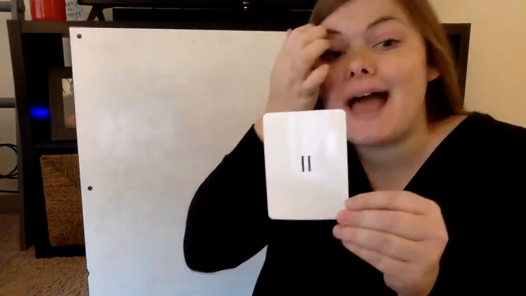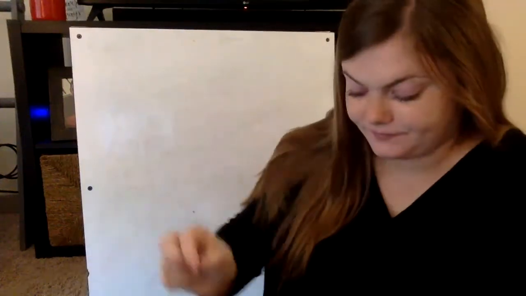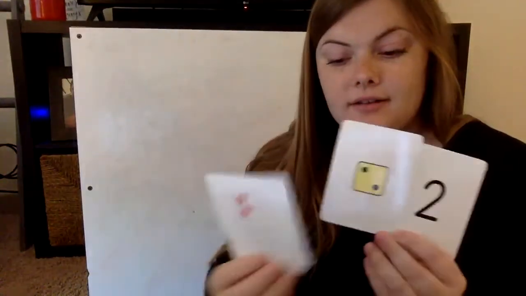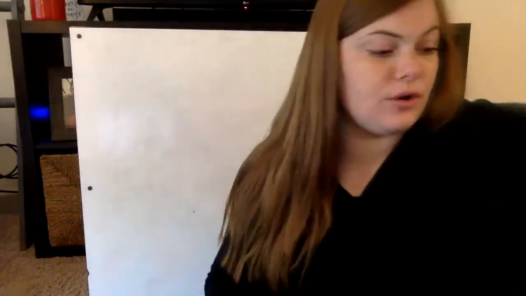What about this? Remember, this isn't a number. These are our tally marks. That's like a line. So how many tally marks are on our card? 1, 2. Yep, 2 tally marks. And then here's our domino. How many dots are on our domino? Yep, 1, 2. 2 dots on our domino. So we just saw all these ways to represent 2, right? Yep. They all represent the number 2. Good job. Okay, we're moving on to number 3, right?